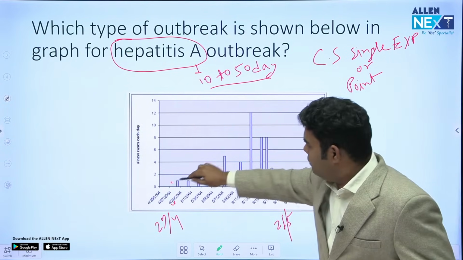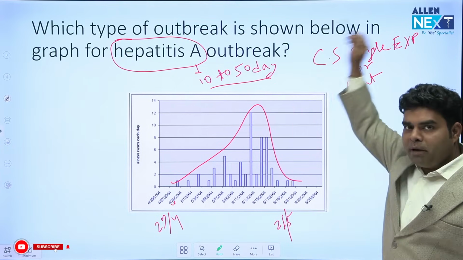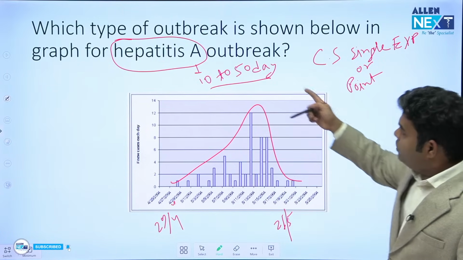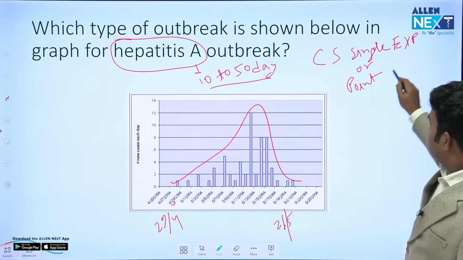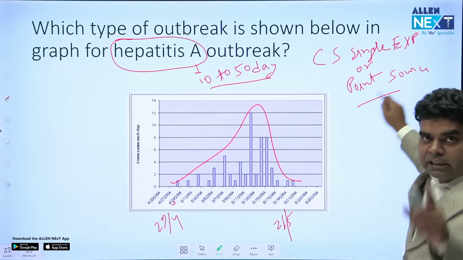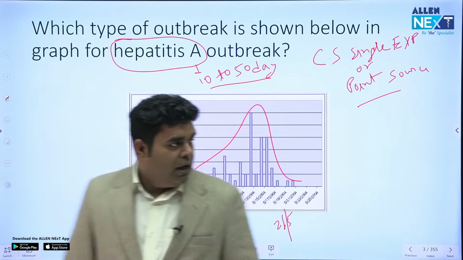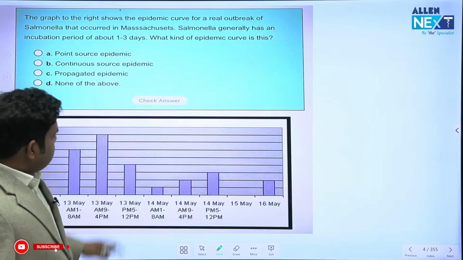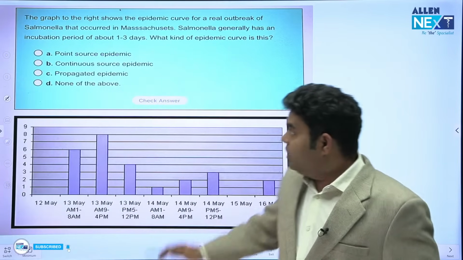Okay, if you draw a curve, it will look like this. Sharp rise, sharp fall of cases within one incubation period. So it is point source or common source single exposure epidemic. Okay. Now let's have one more question. Suppose this question they have given.